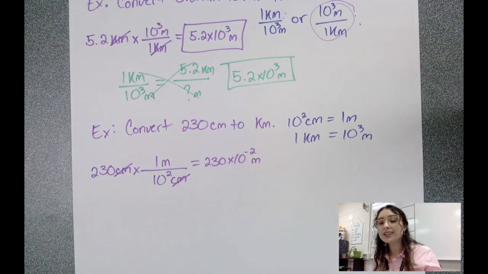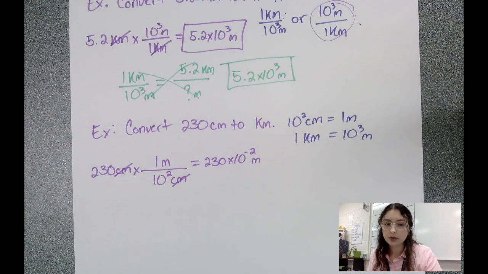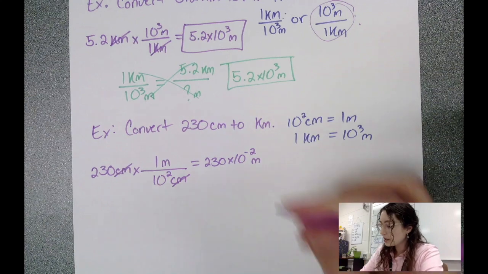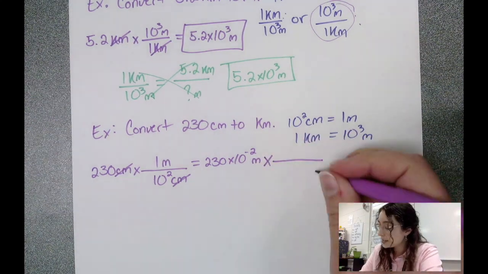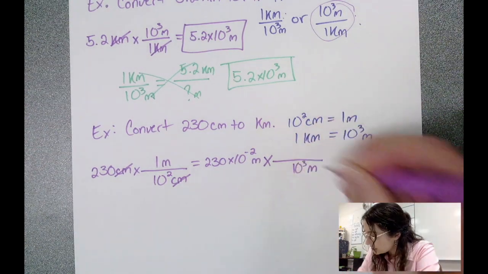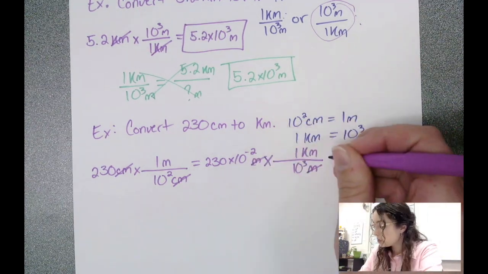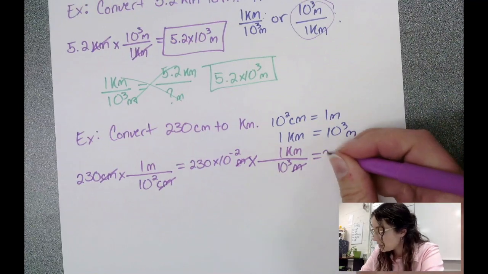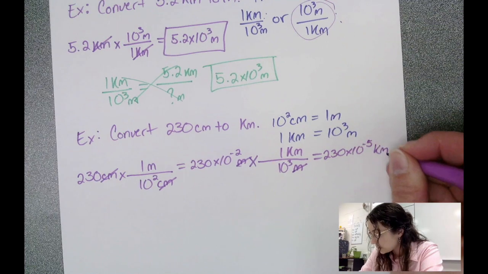Now, I know this isn't in correct scientific notation right now, but I'm going to wait until I get to my final answer to change it into correct scientific notation. It's just going to save me a little bit of work. Now that I have meters, again, I need to multiply by a conversion factor. This time, I need to cancel my meters, so that needs to go on the bottom, my 10 to the third meters, and my 1 kilometer needs to go on the top. So meters will cancel, and this time I'll end up with 230 times 10 to the negative fifth kilometers.